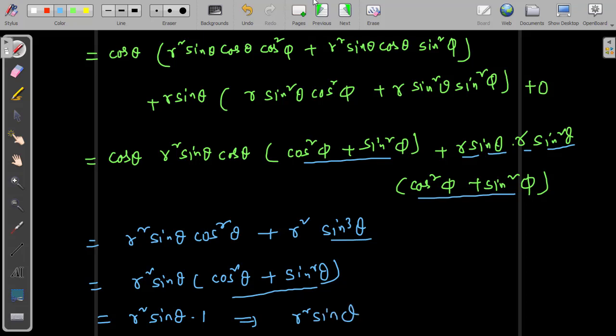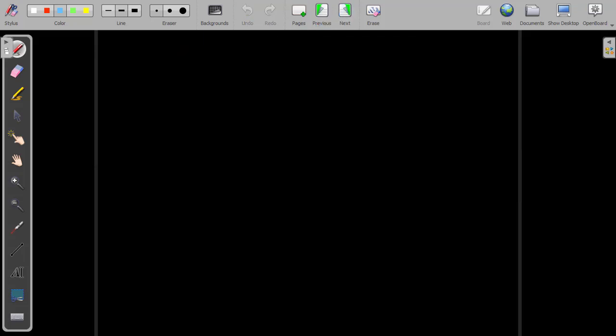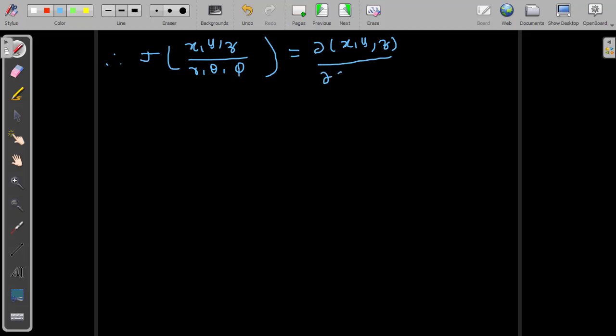So what does it mean? On the next page we can take this. Therefore, we can say the Jacobian of x comma y comma z with respect to r comma theta comma phi, which is the same as dou of x comma y comma z with respect to r comma theta comma phi, is equal to r square sine of theta. This is the final result.